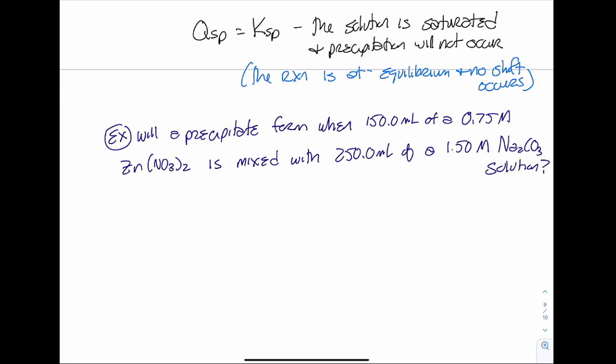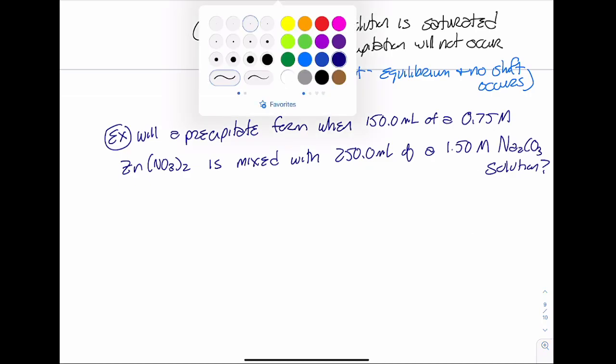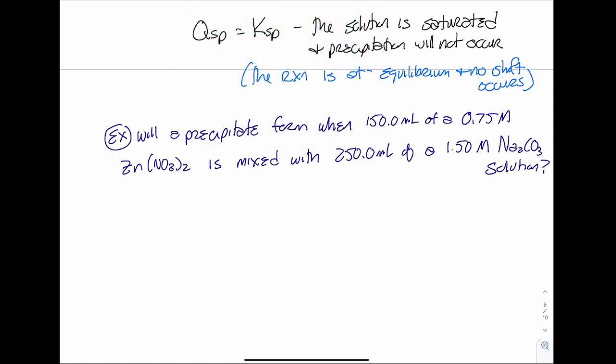We do need to calculate IP or Qsp, our ion product constant, and compare it to Ksp, our solubility product constant. Before we can do that though, what we need to do is write our ionic equation, look at both of the products from that equation and see which one is going to potentially be our precipitate, which one is insoluble. And if you need to write the whole ionic equation, cross out your spectator ions to be able to figure it out, go for it.